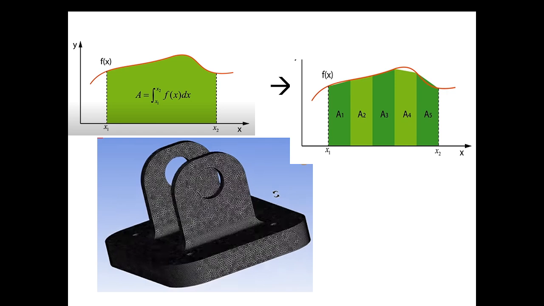If we don't know how to perform the integral, we can always approximate the solution using trapezoids. The more trapezoids we use, the better the approximation. Mesh discretization follows the same principle. Therefore, the smaller the element, the better the approximation of the results, although this means that the simulation takes longer to solve.